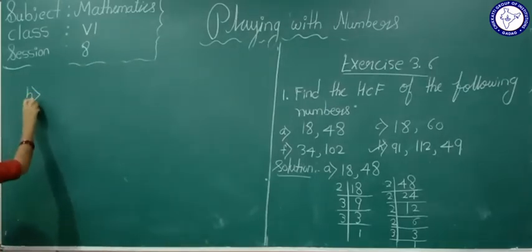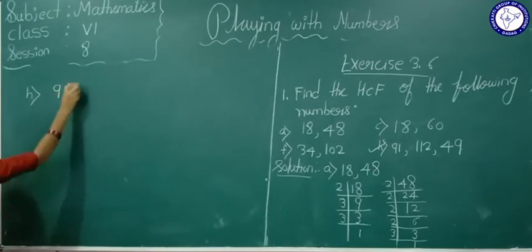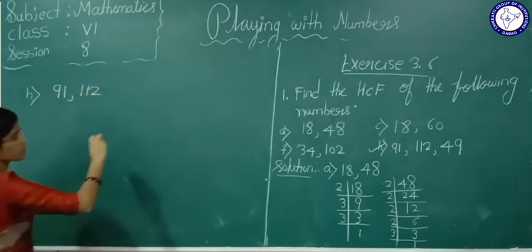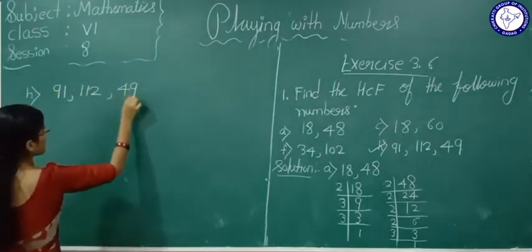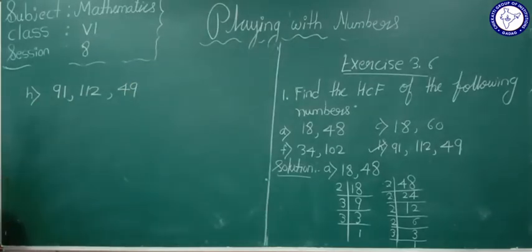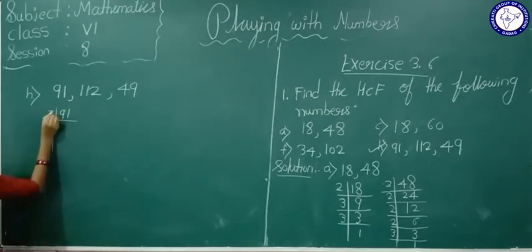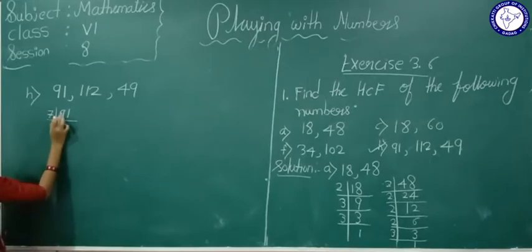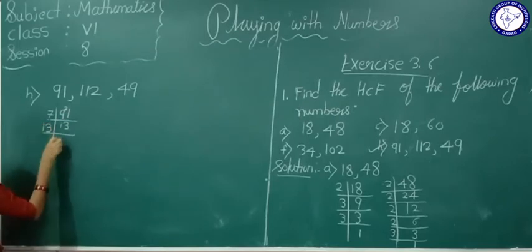Now see H1, 91, 112, 49. So do the prime factorization of 91. Okay, do the prime factorization of 91. See, 7 1s are 7. 9 minus 7 is 2, right? 7 3s are 21. 13 1s are 13.